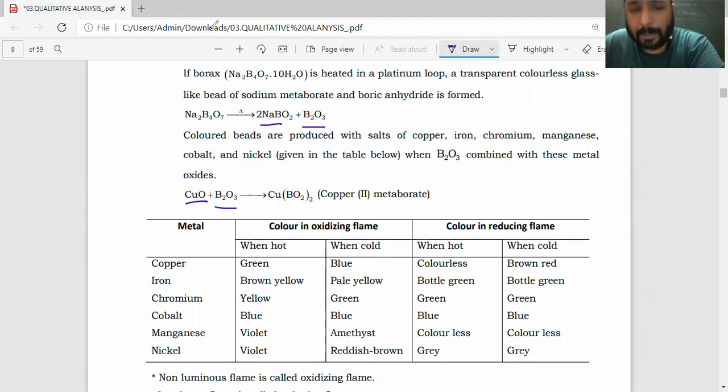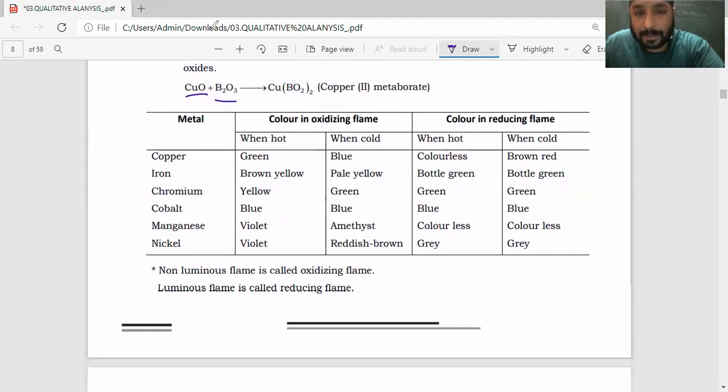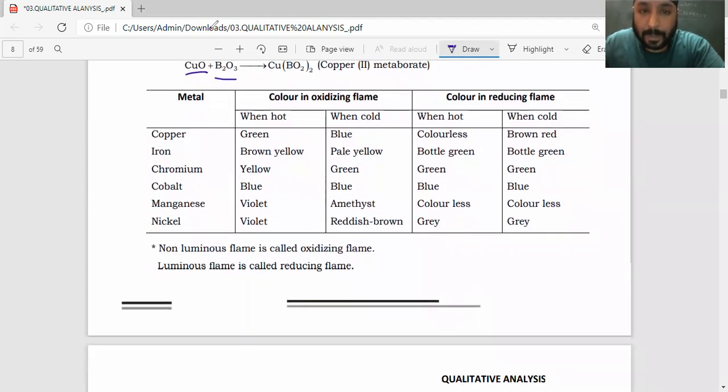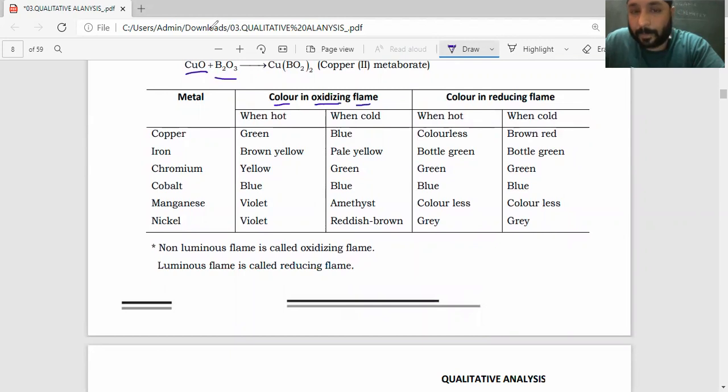This B2O3 will combine with a transition metal oxide, and I'll be getting a metaborate of that particular transition element. Now, these are the colors which are given to us, and these are the colors which they'll be asking. Understand the color in the oxidizing flame: you know that a flame has two parts, oxidizing as well as reducing. In the oxidizing flame, generally the questions asked in Mains and Advanced will be based on the oxidizing flame color. They will not ask anything about the reducing flame.